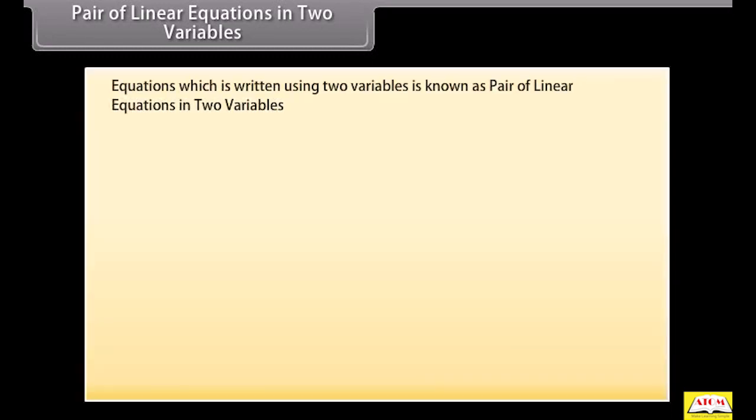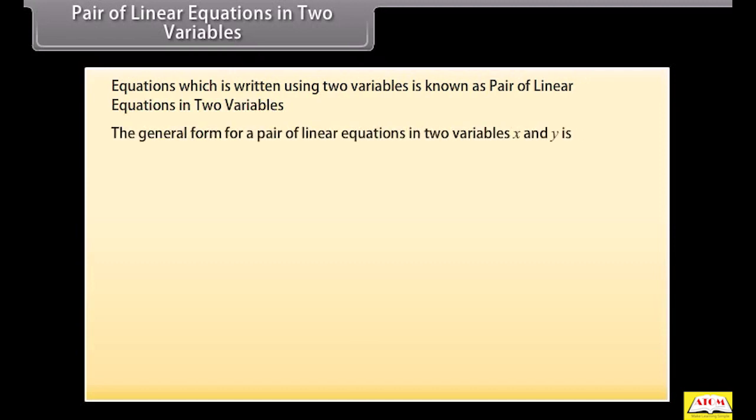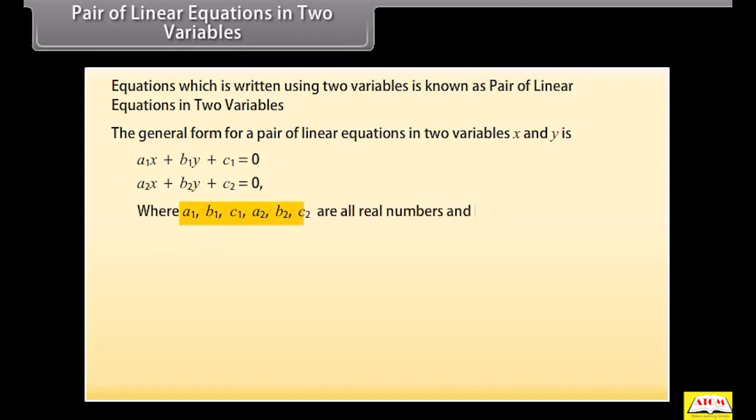Pair of linear equations in two variables. Equations written using two variables are known as a pair of linear equations in two variables. The general form of a pair of linear equations in two variables x and y is a1x + b1y + c1 = 0, a2x + b2y + c2 = 0, where a1, b1, c1, a2, b2, c2 are all real numbers and a1 squared + b1 squared is not equal to 0, a2 squared + b2 squared is not equal to 0.